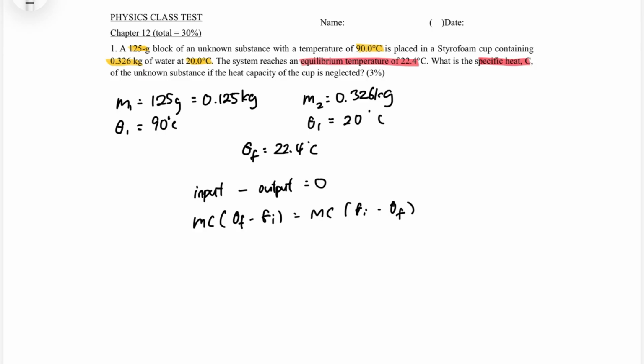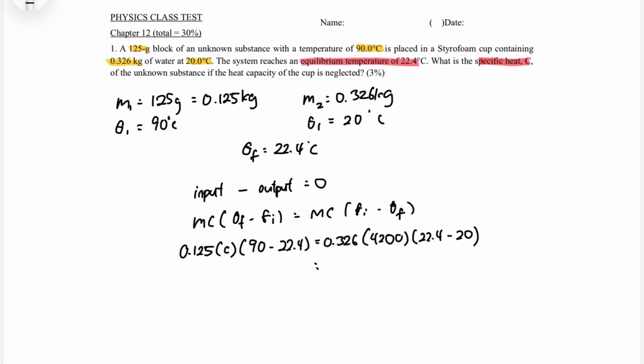So write down everything. For the first object, m is 0.125, c is the one you want to find, and theta is 90 minus 22.4. The second object is 0.326, and c is 4200 because it's water, and theta is 22.4 minus 20 degrees Celsius. It's just another way around, but it's also the same. Once we have done this, we can calculate.